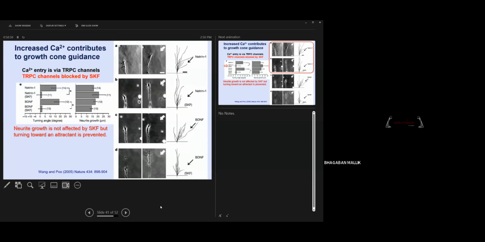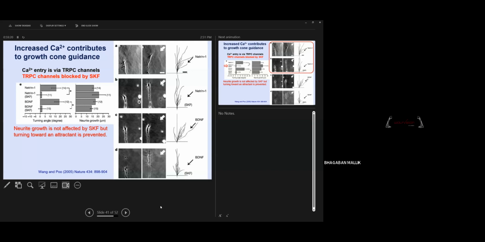And when they looked in more detail, they found that the increased calcium concentration at the tip of the filopodia contributes to growth cone guidance. It guides the growth cone. They found that the overall filopodia length or overall filopodia number is not affected. Here they have used two attractant molecules: one is netrin-1, another is BDNF.